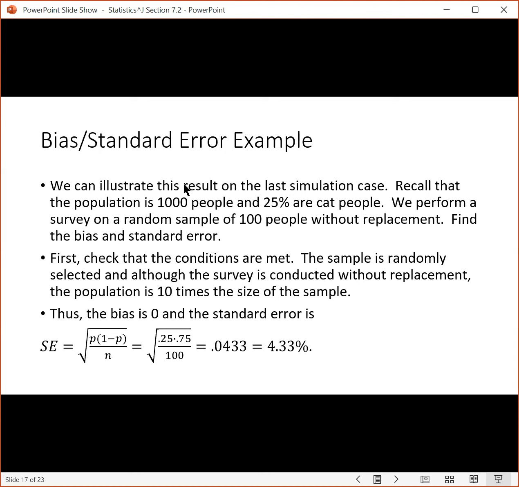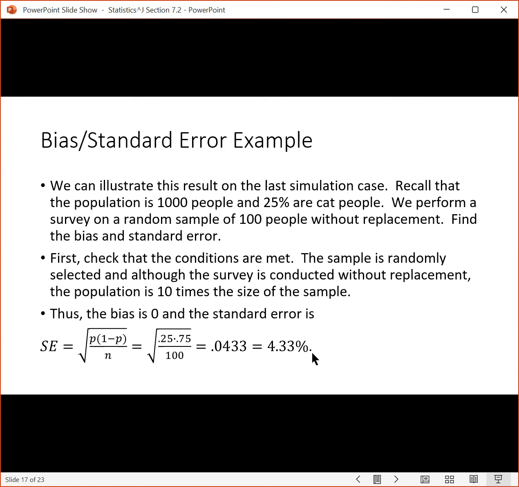So what can we say from that? Using the result from that previous slide, we can say the bias is 0, so there's no bias. We expect our survey results to be dead on with the population parameter if you took the mean of them. And the standard error is going to be 4.33%.